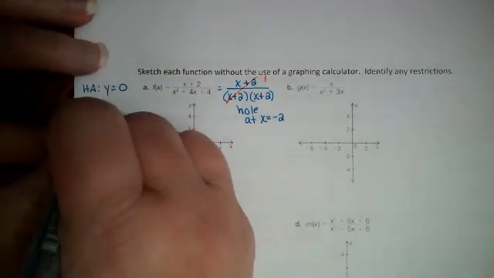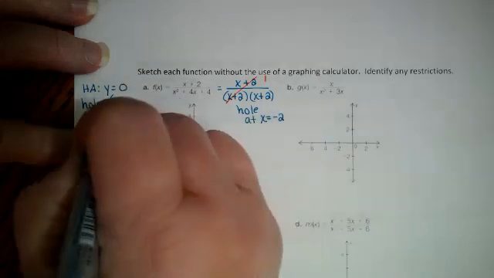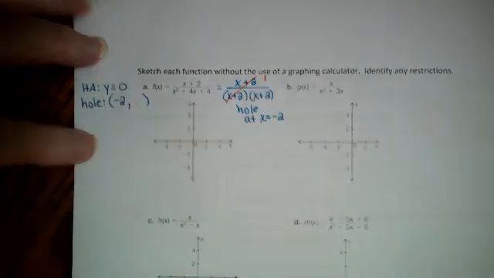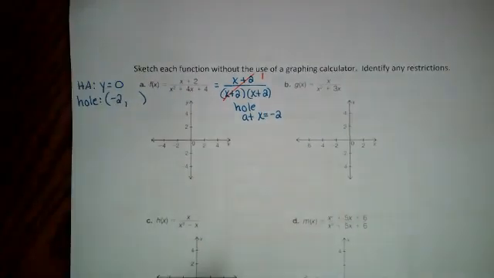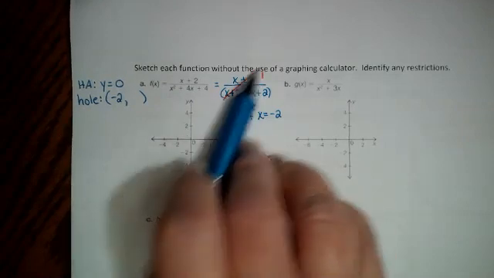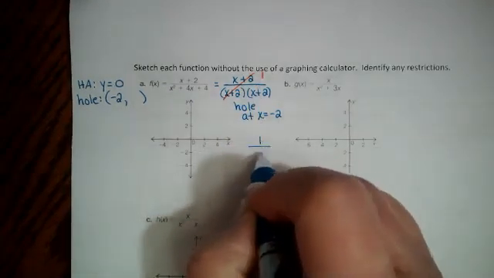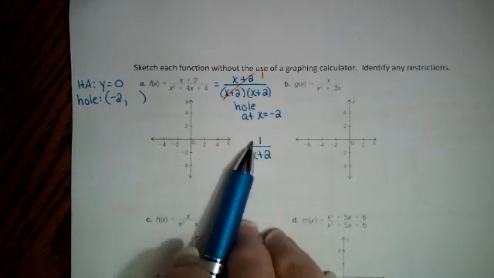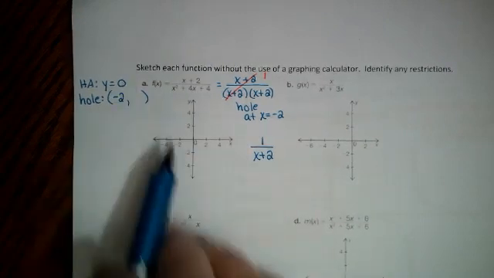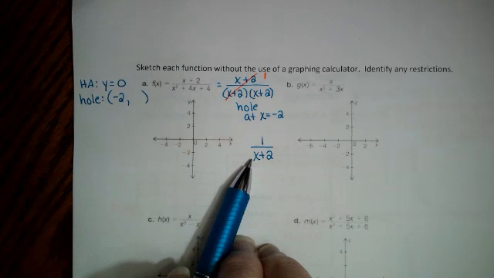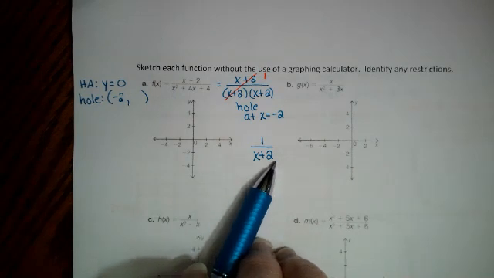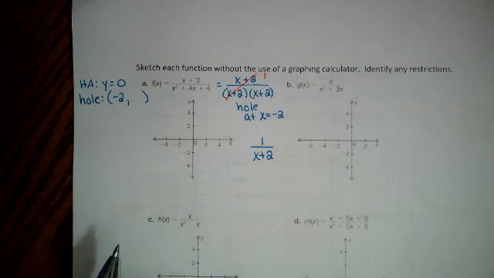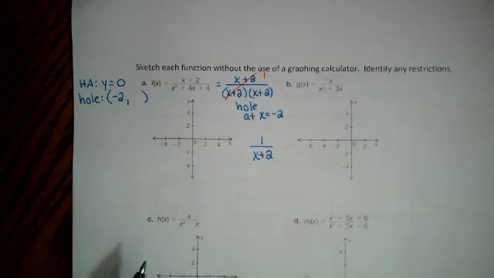So for my hole, I know the x-coordinate is -2, and now I'm going to find the y-coordinate. Once we divide out that common factor, we look at what's left. So this is the function I'm going to work with for the rest of the problem. So let's plug in -2. Well, what happens at -2 plus 2? Well, that's 0. Because -2 became my vertical asymptote.